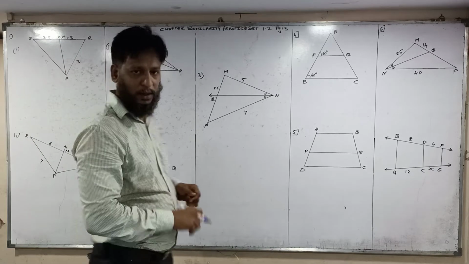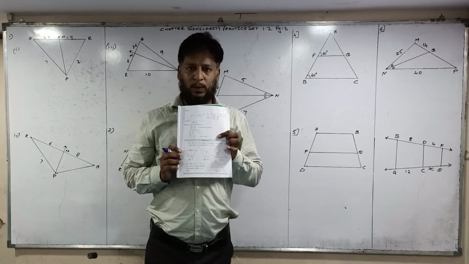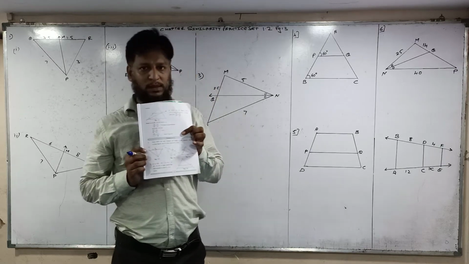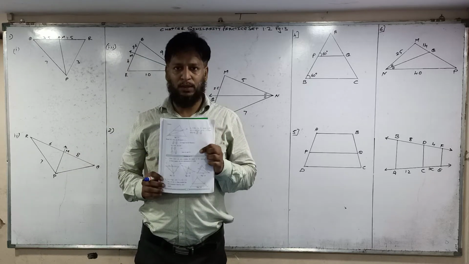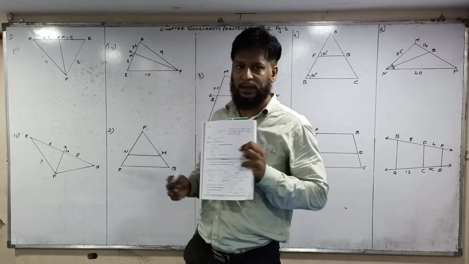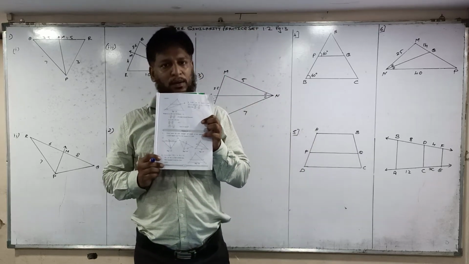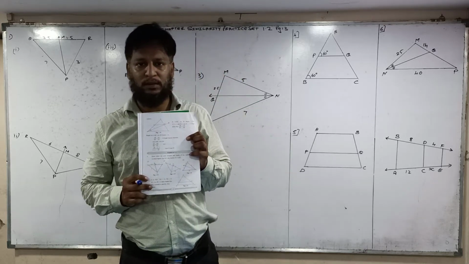So student, now we'll do practice set 1.2, textbook page number 13, chapter similarity. Keep the textbook in front of you when you do the sum. I have drawn all the diagrams before, and the diagrams are given in your textbooks. So do the sum soon. I have drawn the diagram.